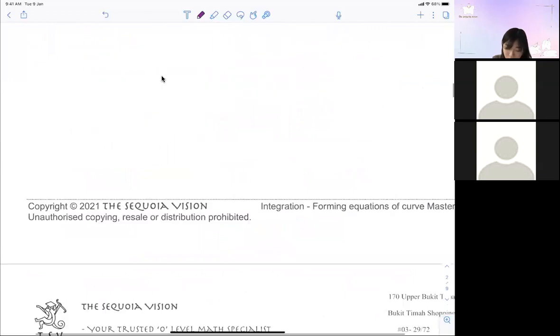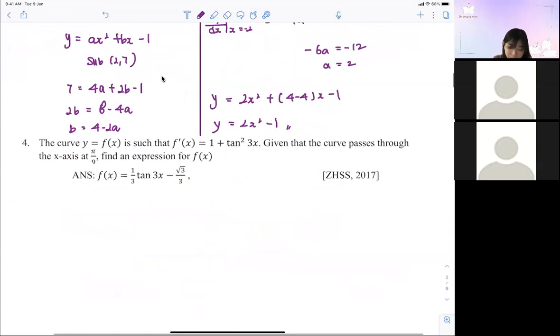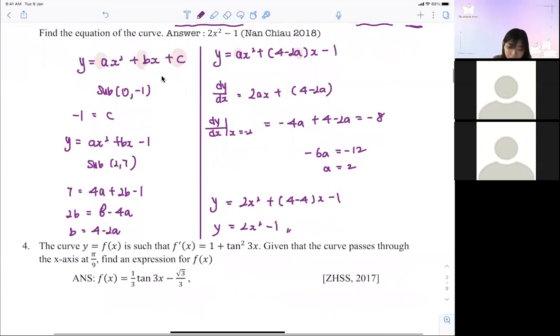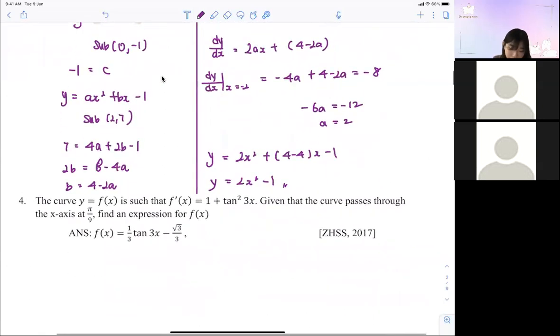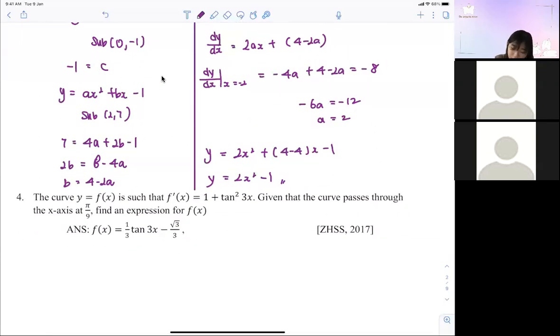Now this one, question 4, is the last one before I move on to the harder questions. So can you try this one? I'll just give you a small clue. If I give you f prime x, this is your dy dx, right? And I asked you to find the equation. Do you need to differentiate or integrate?